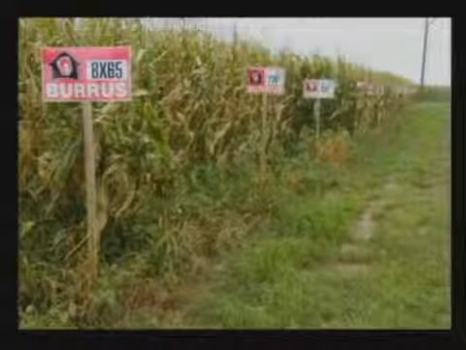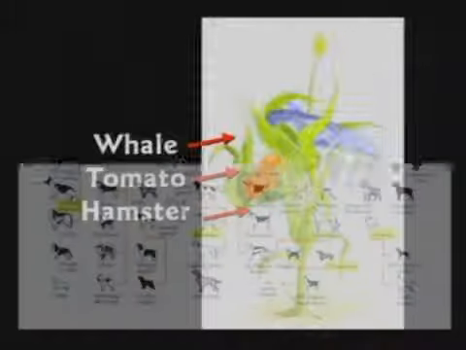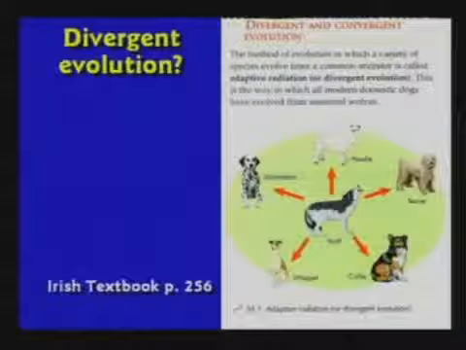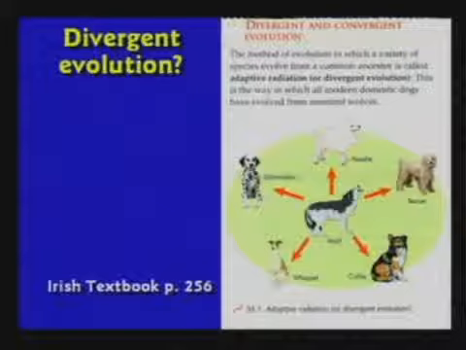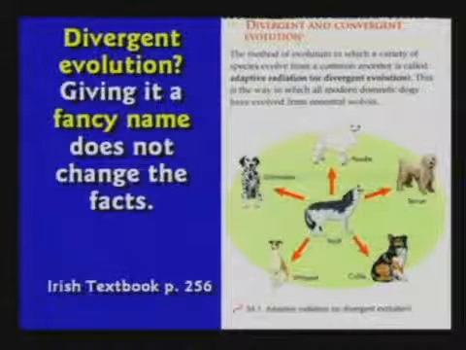I grew up in Illinois, corn country. They've got a lot of different kinds of corn there. But I'll tell you what, folks, you can crossbreed your corn from now until the cows come home. You'll never get a hamster or a whale or a tomato to grow on your corn stalk, okay? There are a variety of dogs, nobody questions that, but they're still a dog. And this Irish textbook calls it divergent evolution. Oh, come on, don't give it a fancy name. It's still a dog. It's a dog kind, and it's obvious to a five-year-old it's a dog kind.